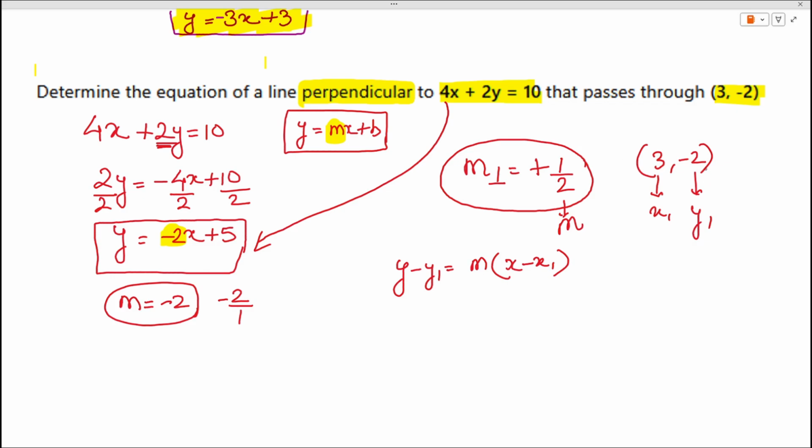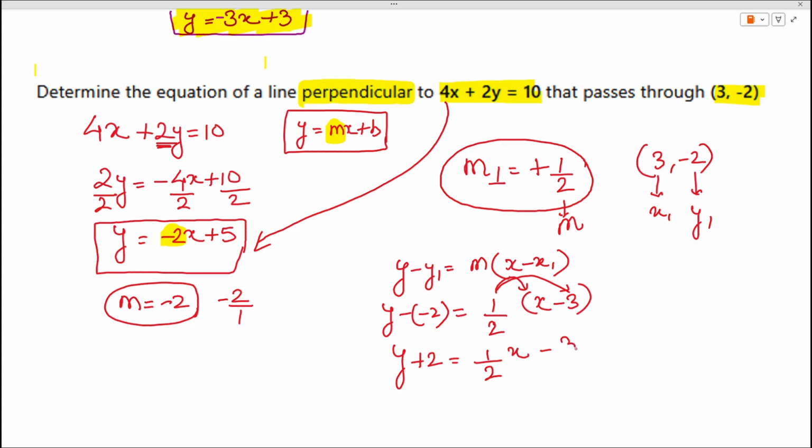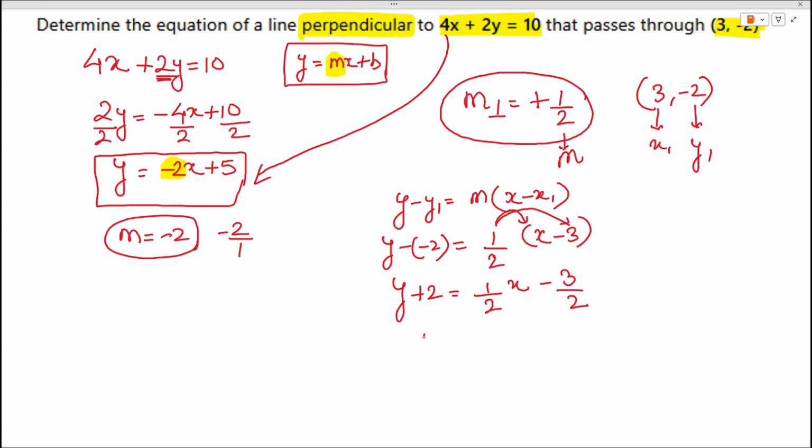Our y1 value is negative 2. So y subtract negative 2 is equal to m, which is just a half, times x minus x1, which is 3. So y, negative of negative is positive 2, is equal to, using the distributive property over here, 1 over 2x subtract 3 over 2. And now we are going to subtract 2 from both the sides in order to have the equation in y is equal to mx plus b form.